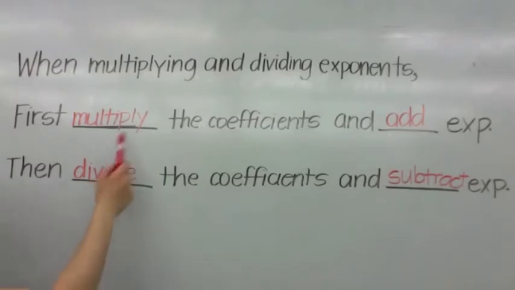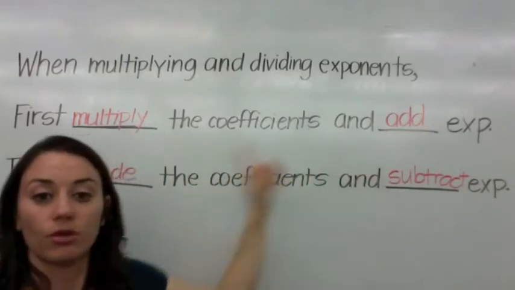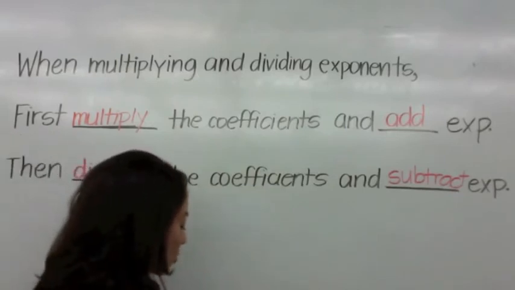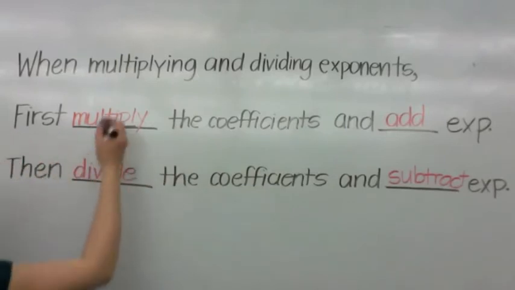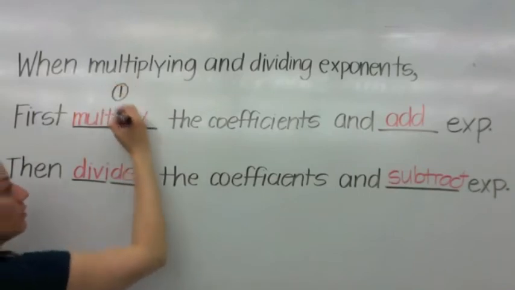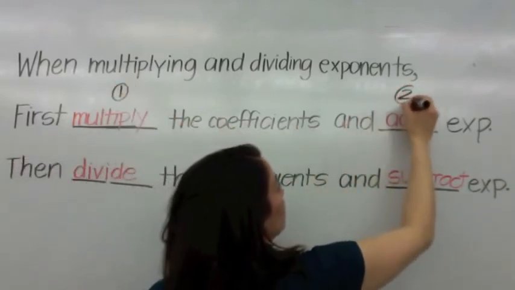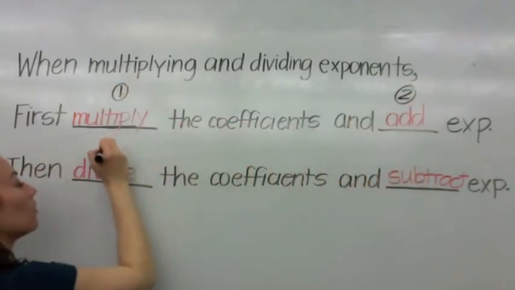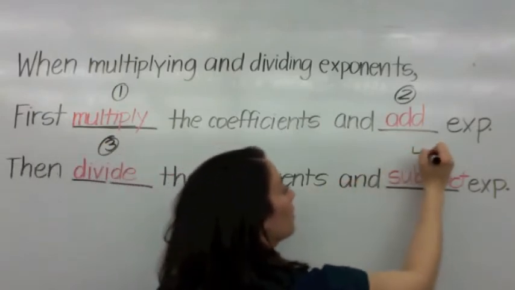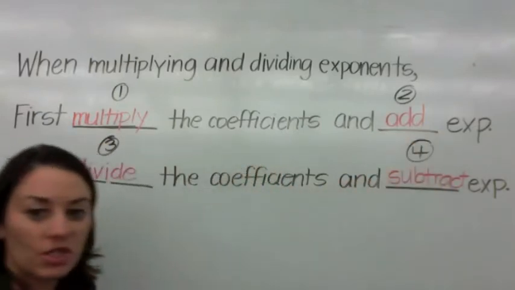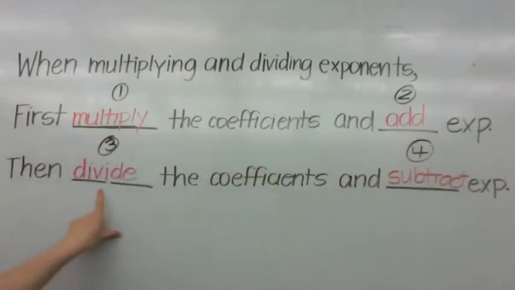All right, so how many words do you see here? How many words do we fill in? 1, 2, 3, 4. So there are actually 4 steps to this process. 1, 2, 3, 4. So put those numbers at the top of those words. And next I'm going to show you how to do all 4 steps using a chart.